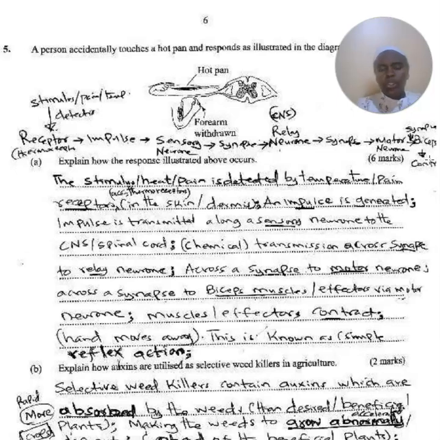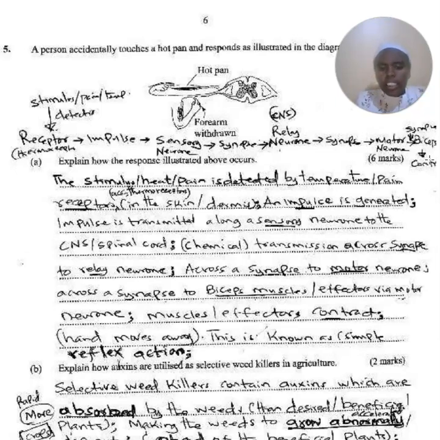So what happens when you touch a hot object? The sensory neuron on your skin senses that and takes the impulse to the central nervous system, brain or spinal cord. There is a relay neuron. The relay neuron passes the impulse to the motor neuron. The motor neuron passes the impulse to the arm, and then you lift up your arm.